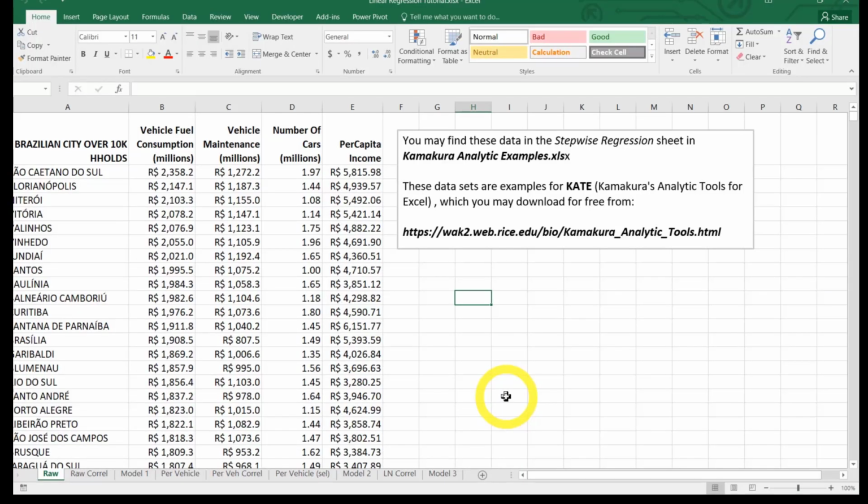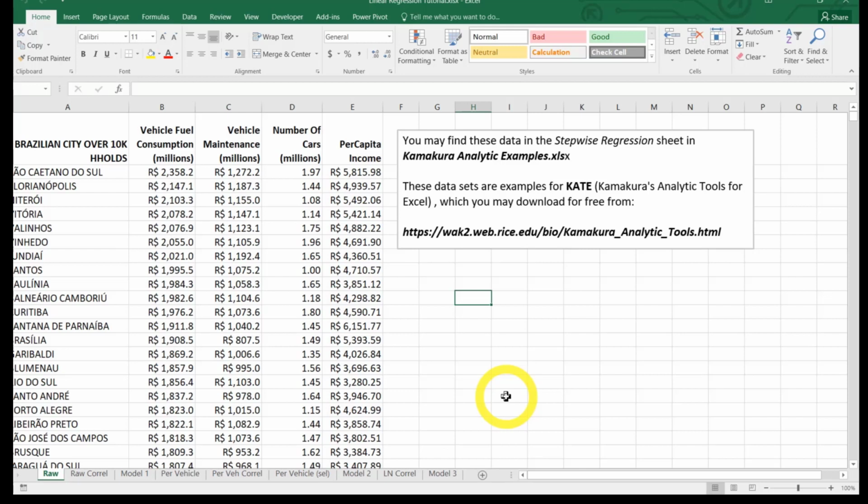I'm going to use this Excel sheet that contains the data from the largest Brazilian cities with over 10,000 residents. And for each one of these cities, we have consumption of gasoline: how much was spent on gasoline in a year in each one of those cities? How much was spent on vehicle maintenance? The number of vehicles in that city and per capita income in each one of those cities.